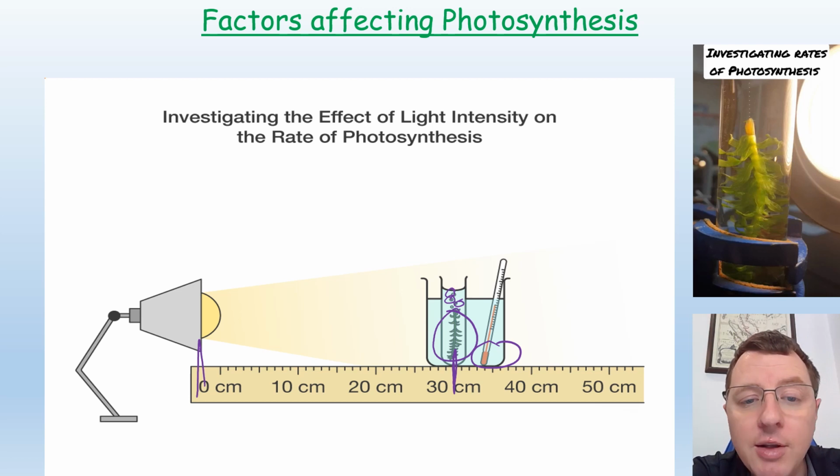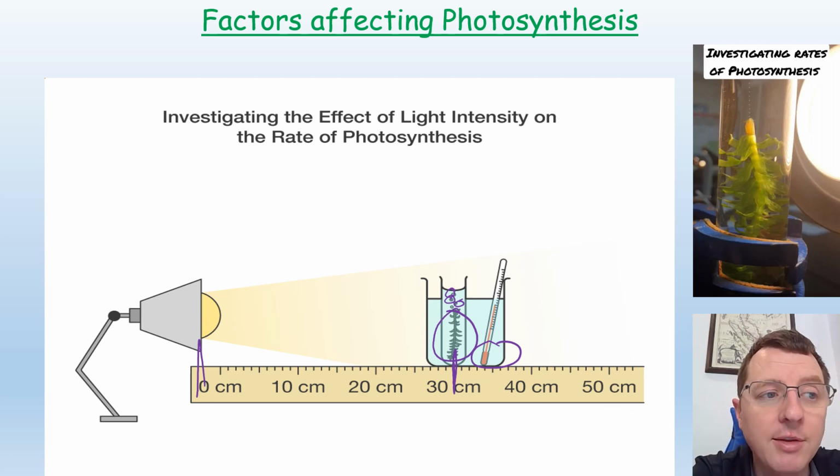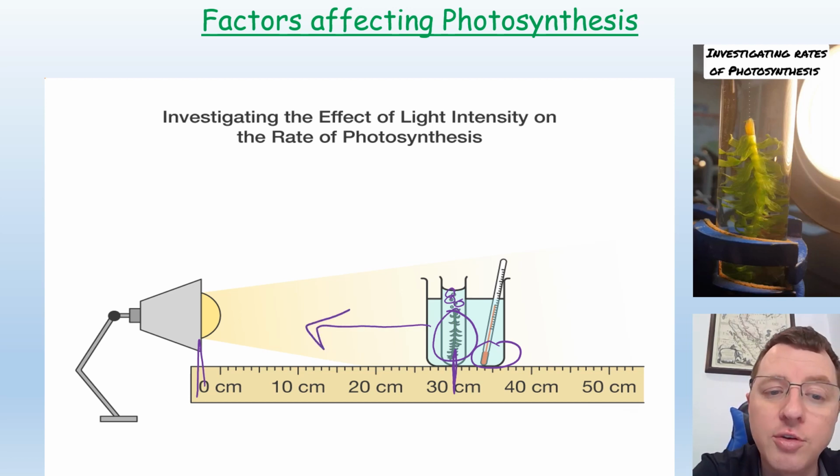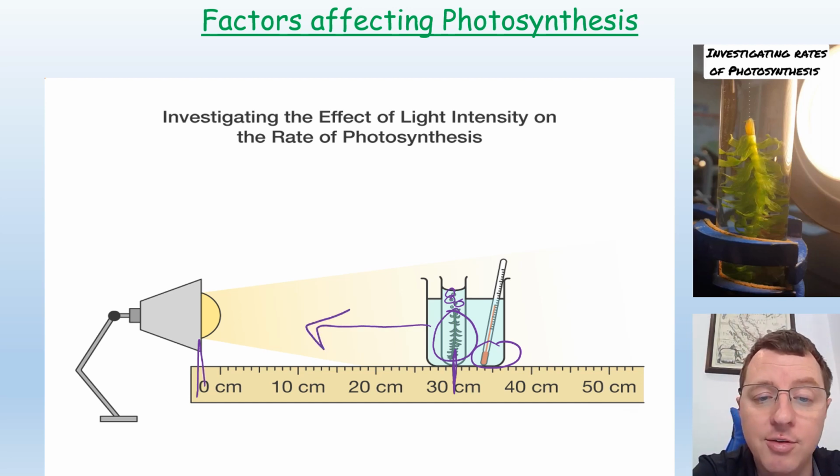Now this apparatus can be adjusted depending on the independent variable we wish to investigate. For example, if we wish to change the light intensity, we just need to bring the beaker closer to the lamp and that will increase the light intensity.